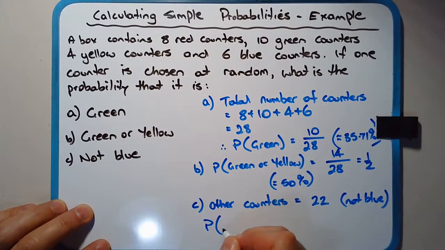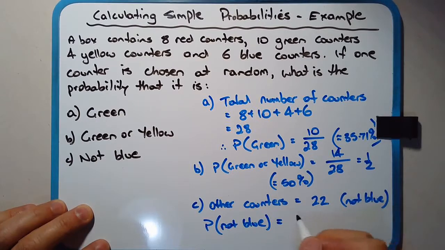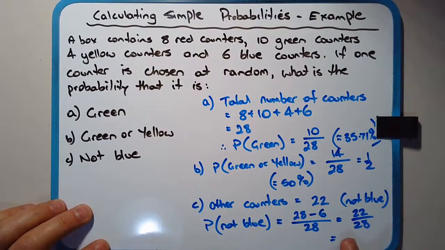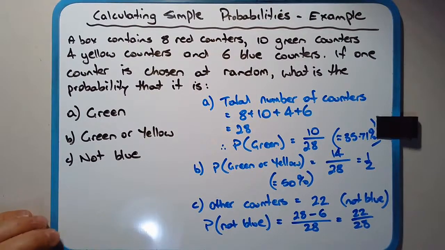So the probability of not blue is equal to, now I could do this actually, 28 minus the 6 blue counters, over 28, which is really just 22 over 28. Okay, and we could simplify that if we want to, but I might just keep it as it is for now.